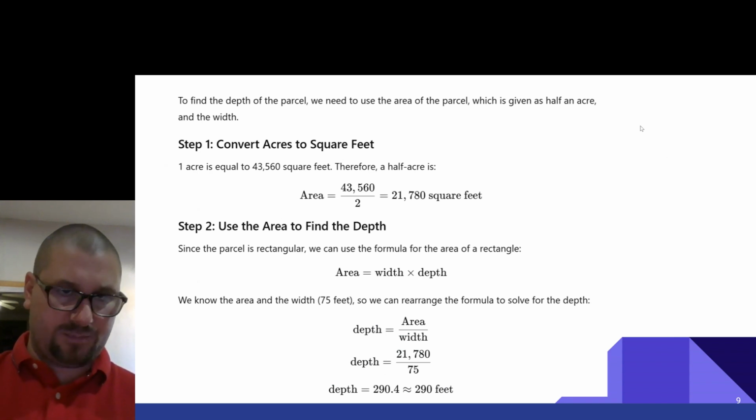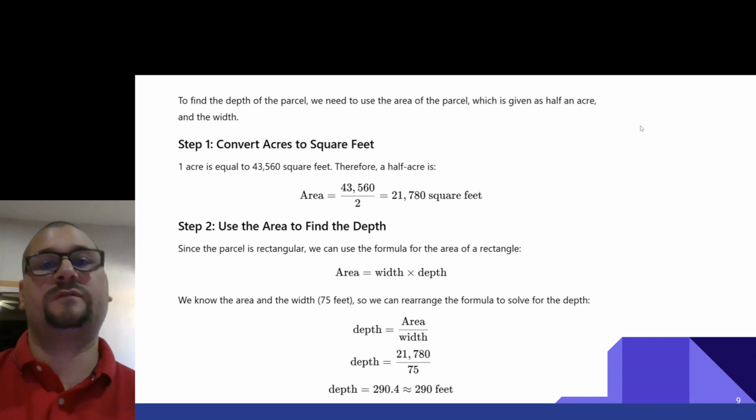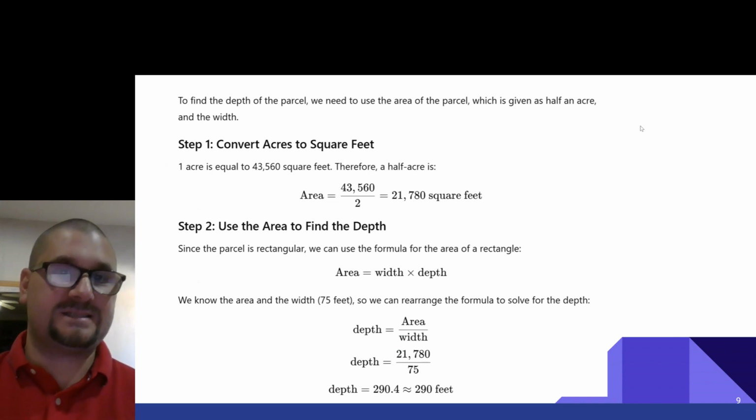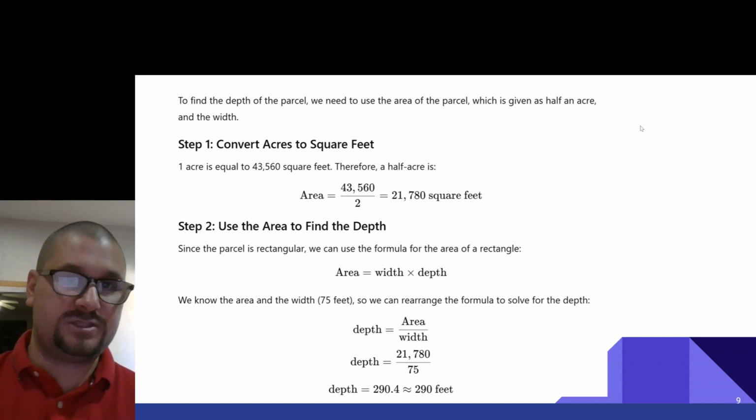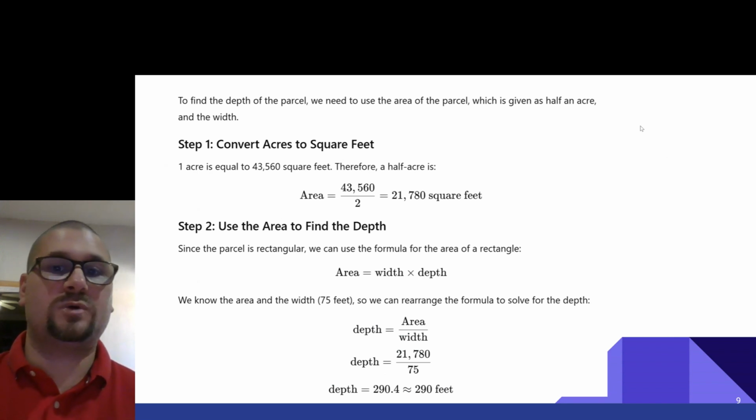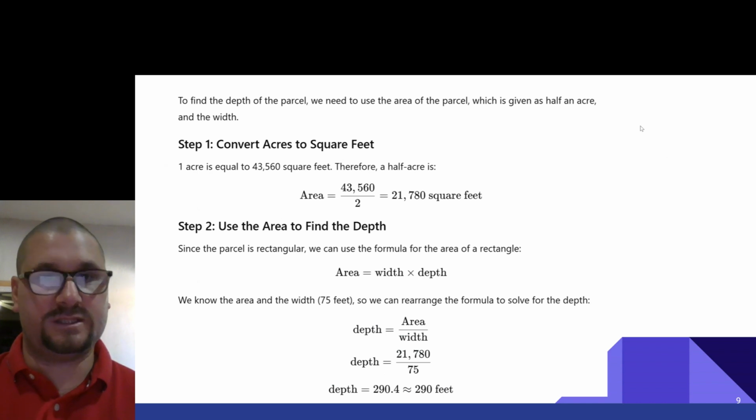So step one, convert acres to square feet. One acre is how many square feet? 43,560. So 1/2 acre is that divided by 2. 43,560 divided by 2 is 21,780 square feet.